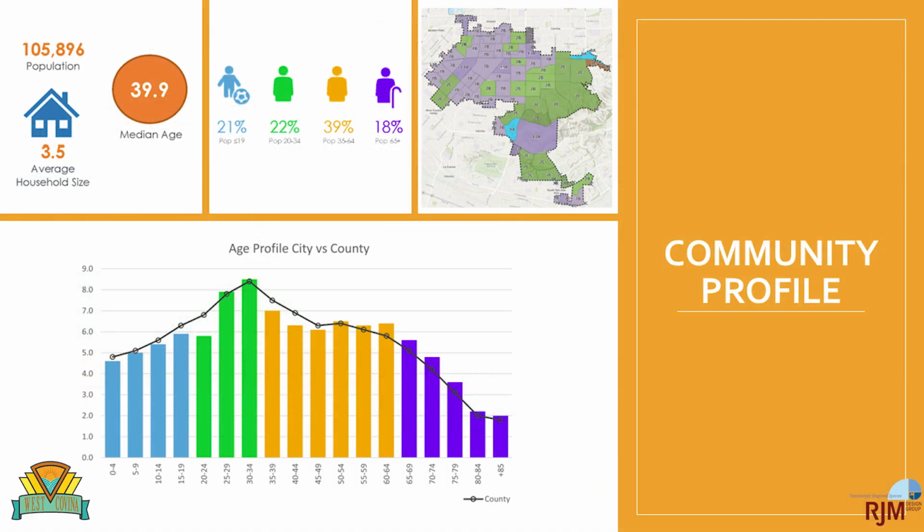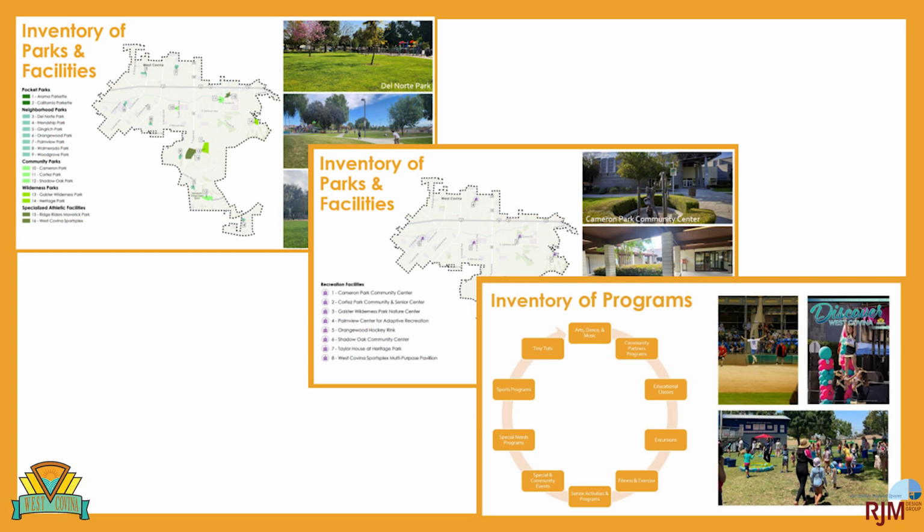Some of the information we look at includes the city demographics. We look at the age profile, population size, as well as distribution of those age groups across the entire community. As part of our background research, we look at an inventory of all of the park's facilities, including the amenities, what exists today, in what condition, where is it located, as well as all the programs that have been offered for the last 2 years to the community.